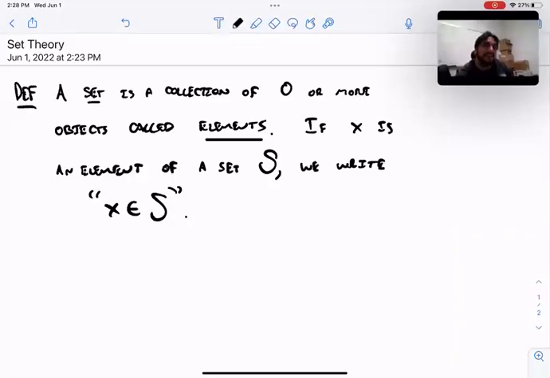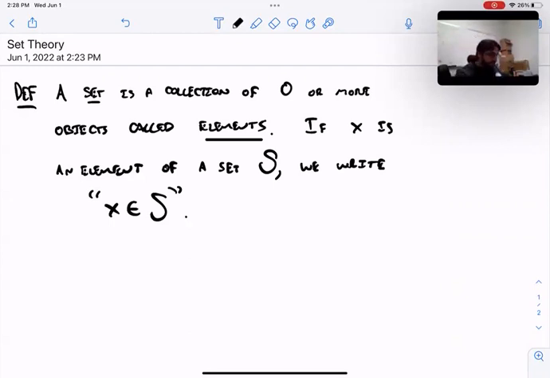Hi, today I want to give the tiniest introduction to set theory. It's a massive subject, but here's a short introduction to some notation that frequently comes up when talking about sets. So a set is a collection of zero or more objects. Those objects in the set are called elements.